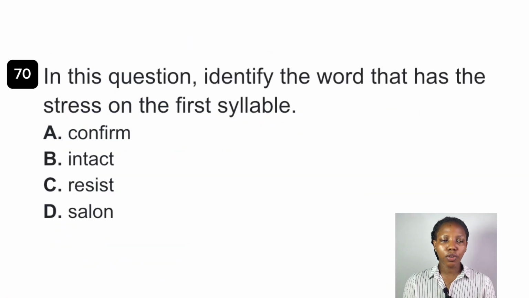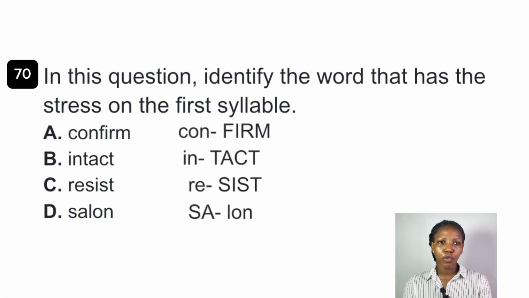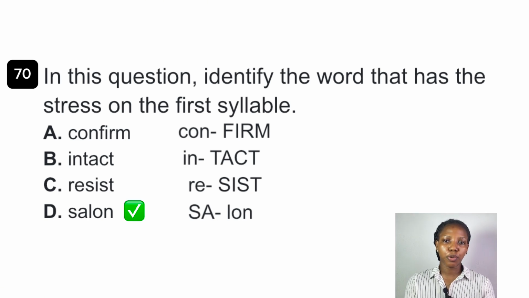Question 17. In this question, identify the word that has the stress on the first syllable. You can rely on my pronunciation to solve this question. Option A, we have confirm. Option B, we have intact. Option C, we have resist. Option D, we have salon. Based on my pronunciation, you can tell that option D is the final answer to this question because the stress is on the first syllable, salon. I know that many of us may be used to pronouncing option B as intact, so it is intact. Option D is the final answer to this question.